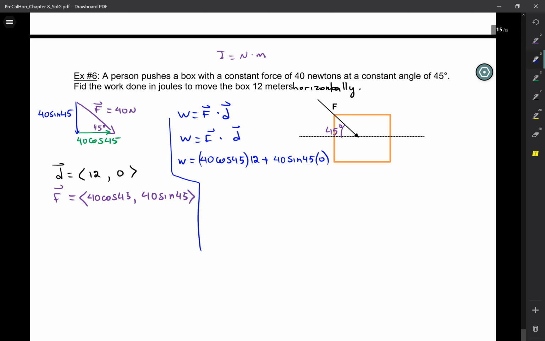So do you see what that does? Because there is no motion in the y direction, it cancels out all the force being applied in the y direction. So the part of the force that's being applied vertically is just going to waste. It's not doing any work. It's not contributing to the work that you're doing. So the work is just 339.4 joules.